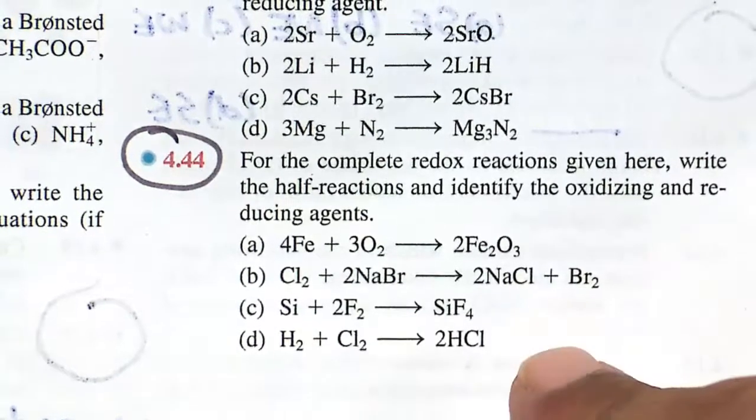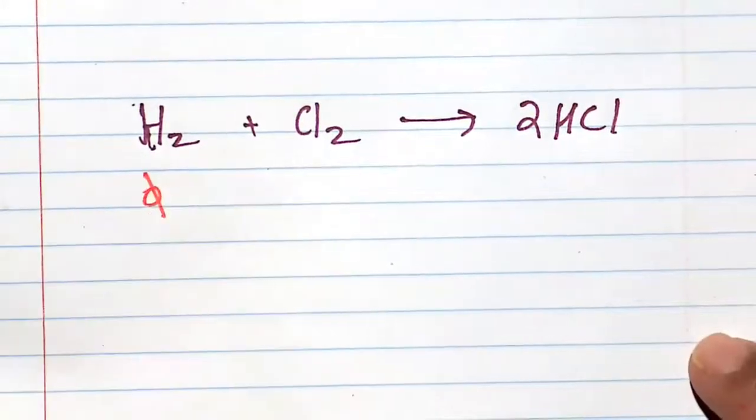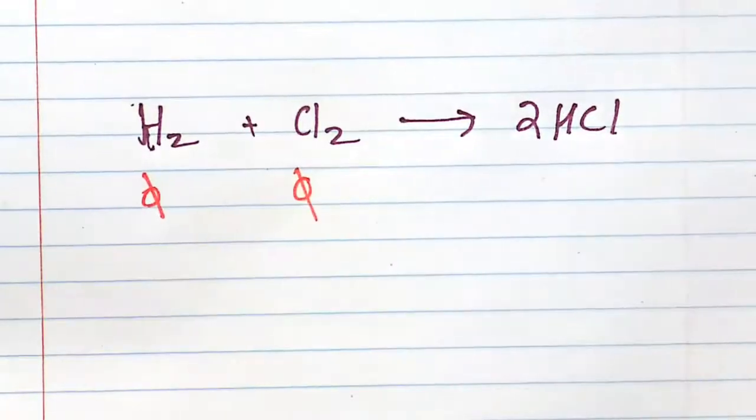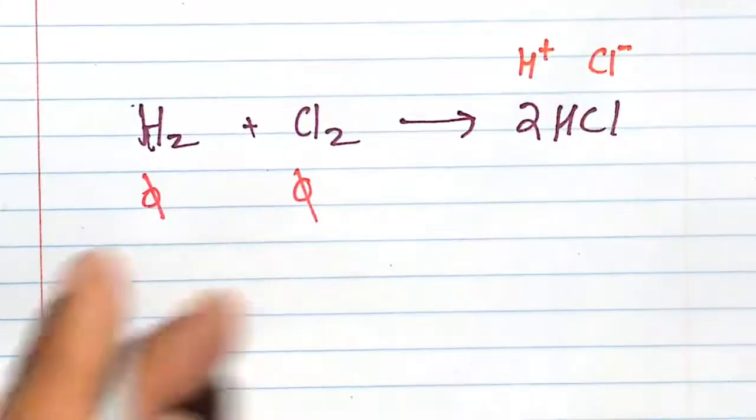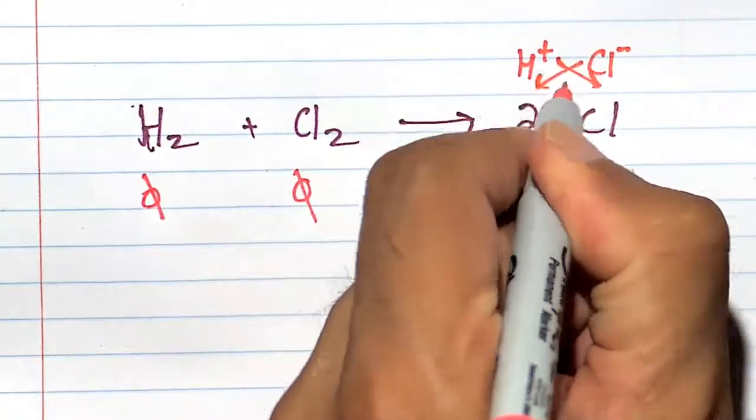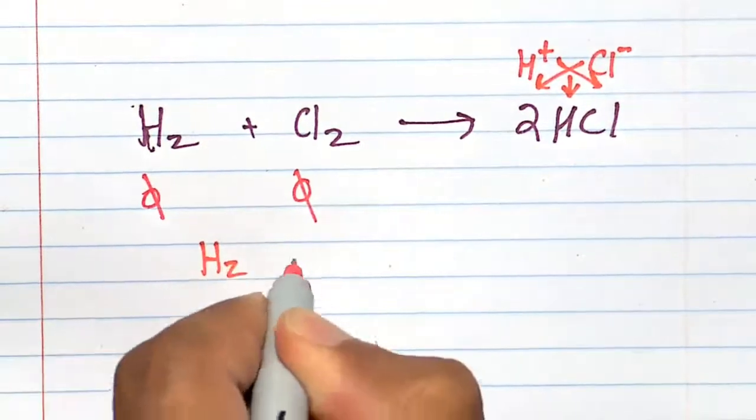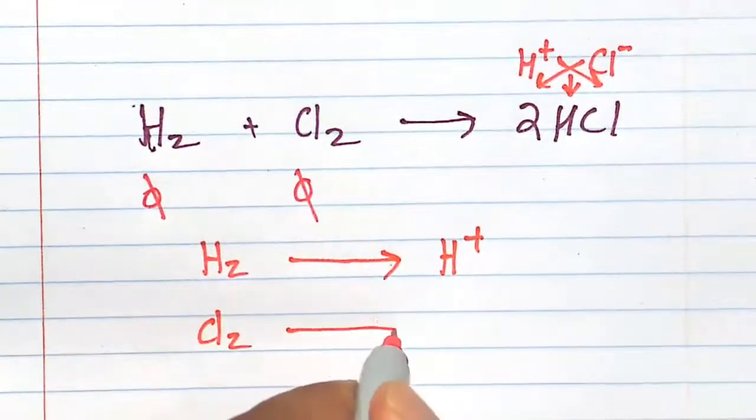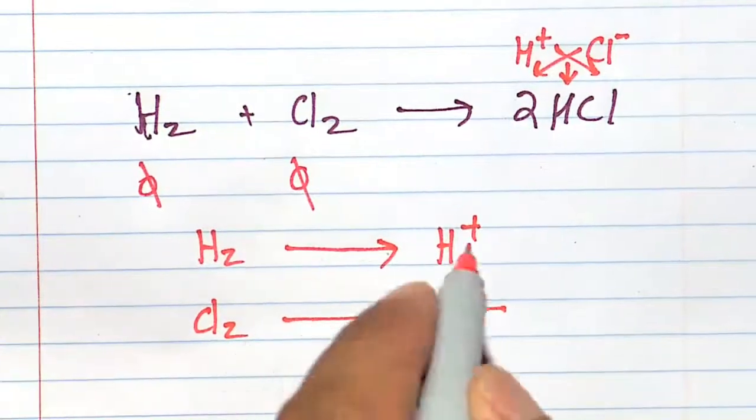Let's split this into the reduction half reaction and the oxidation half reaction. Alright, so H2 has an oxidation number of 0 because it's a standalone element. Cl in Cl2 is by itself, all alone, no charge associated with it, so it has an oxidation number of 0. H is +1, Cl is -1, that is how we get HCl. So here we have H2 going to H+, and then we have Cl2 going to Cl-. So let's go ahead and balance the H's here.